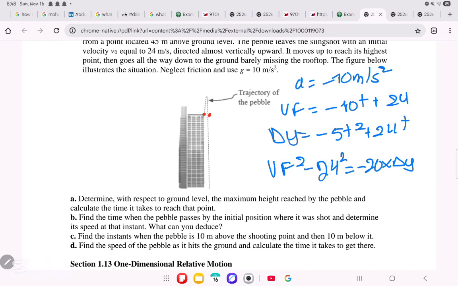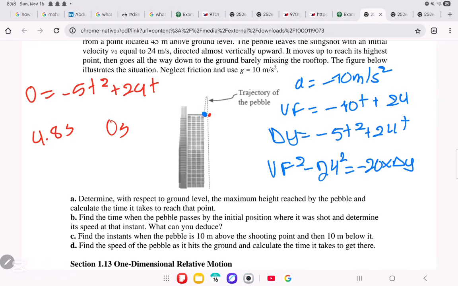So what I could do is take this equation, delta y equals and so on, and make delta y 0. So 0 equals minus 5t squared plus 24t. I solve it and I get two answers, which are 4.8 seconds and 0 seconds. Which one do you think the 0 seconds is for? Why do we have 2 times, first of all? We have 1 time for this point over here, which is 0 seconds, and 1 time for this point over here, which is how much?